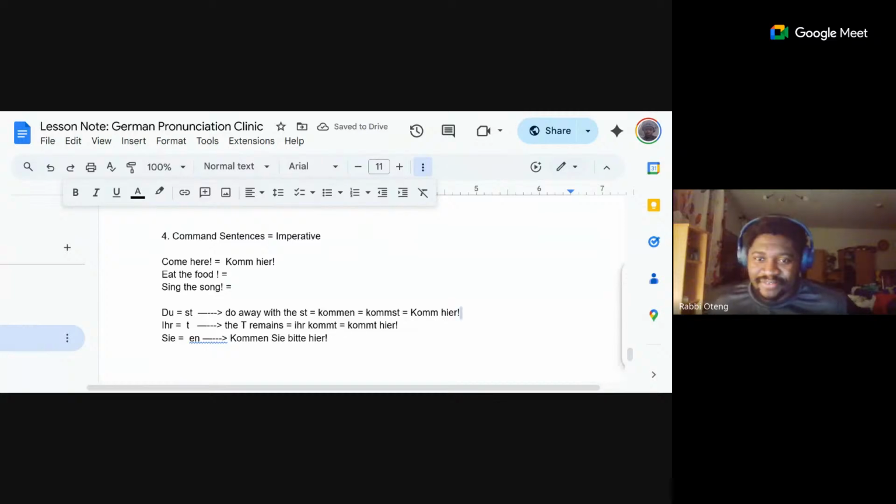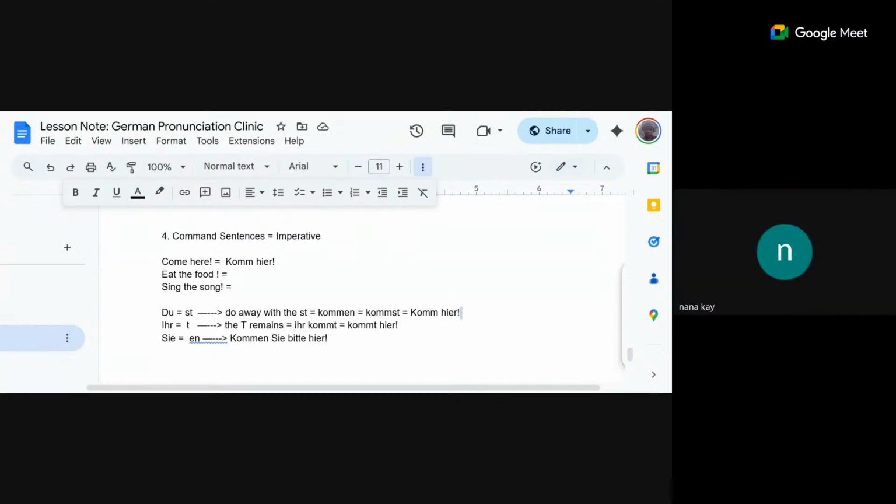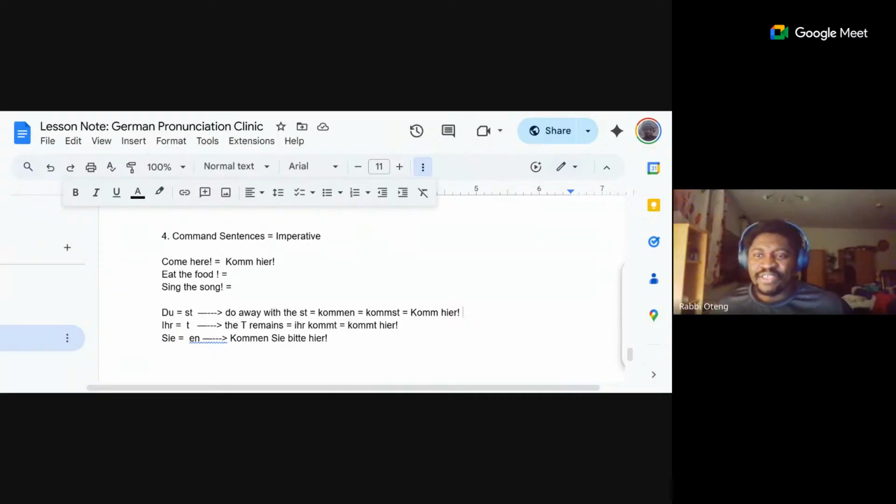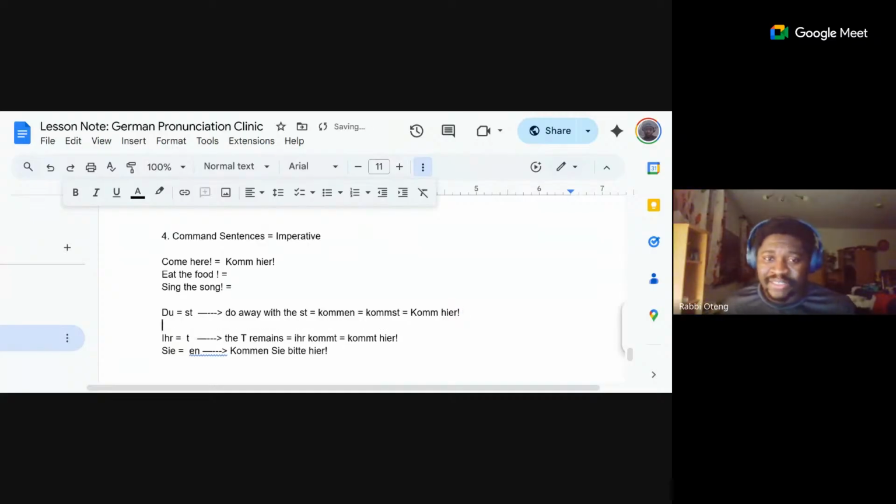Clear. Okay, so with the du form, the complication. Only the du form is complicated. With regular verbs, it's simple. You just remove the ST, so go back to the verb stem. You do away with the root ending en, left with the verb stem. You just mention it. But for irregular verbs, that's when everything changes.